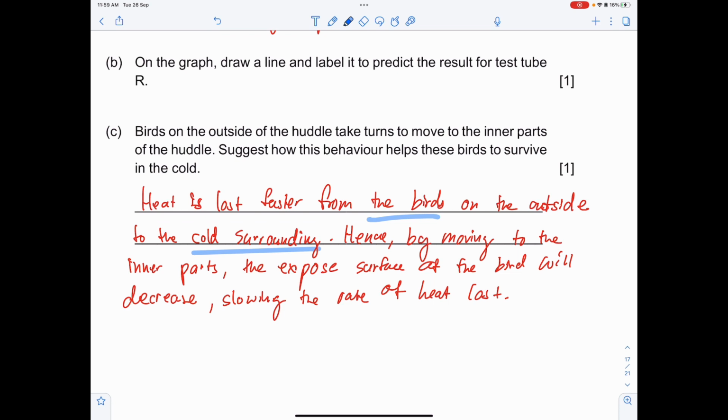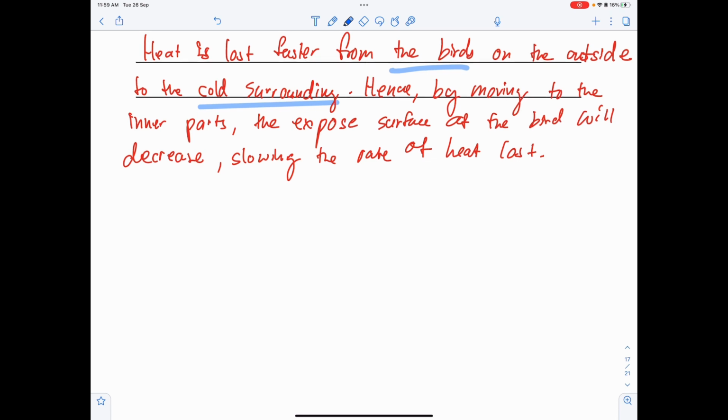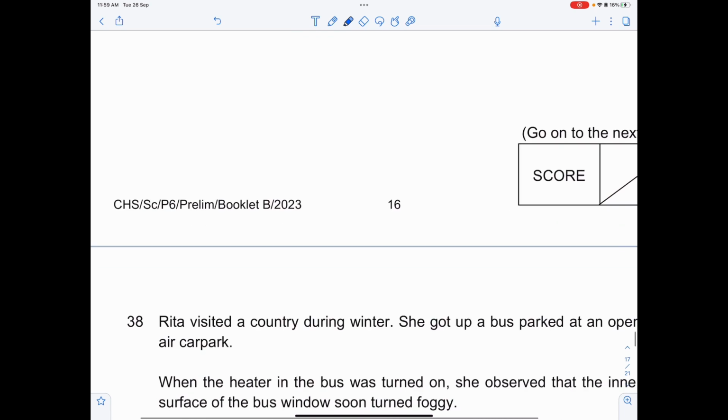This is slightly different from your simplified answer key. This is actually a more detailed answer, so please pen it down. It's not the same. Next. I'm going to pause here for a while for you to pen it down, because this is different from your simplified answer key. This is a more detailed answer. Next.